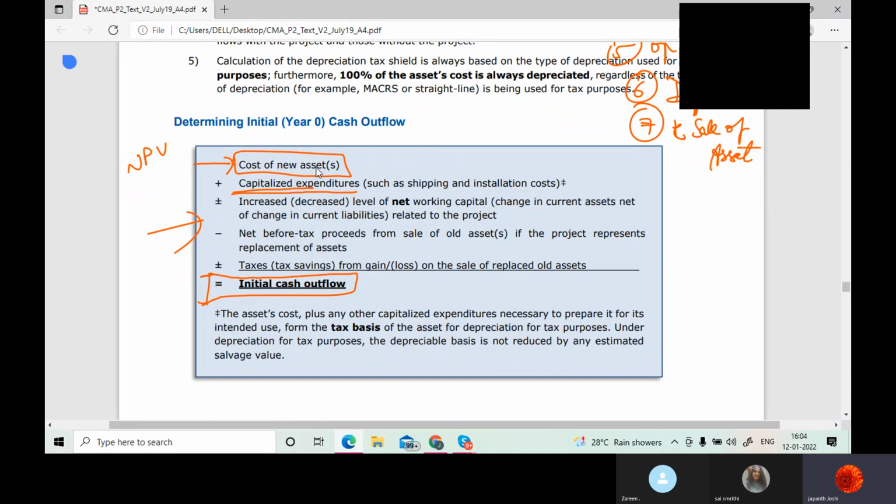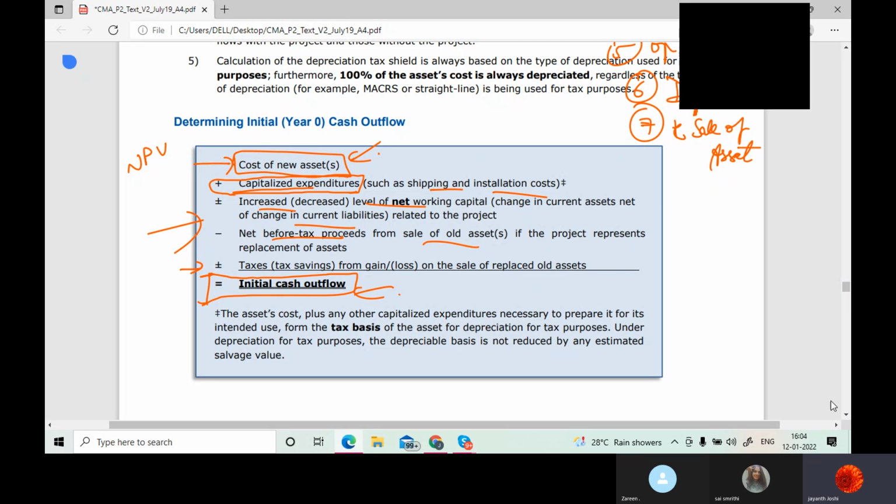See, the initial investment or initial cash outflow is nothing but the one-time investment you are putting in, and your investment is the asset you are buying and the expenditure you incur to make it ready to use, that is installation and shipping cost, which you pay to bring that asset from one place to your factory. Then any working capital change: increase, you add; decrease, you subtract; or change in current assets, net change of current liabilities. Then you deduct the taxes from the sale of the old asset, and then tax savings: if there is a gain, add; loss, minus. So all these things together give you the initial cash outflow.